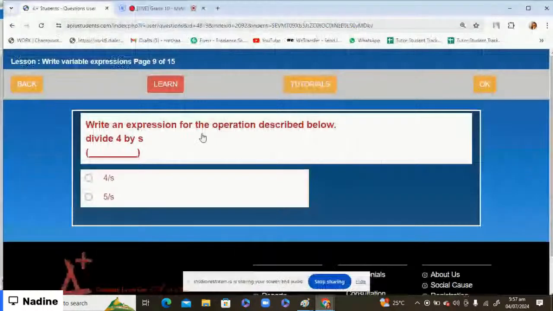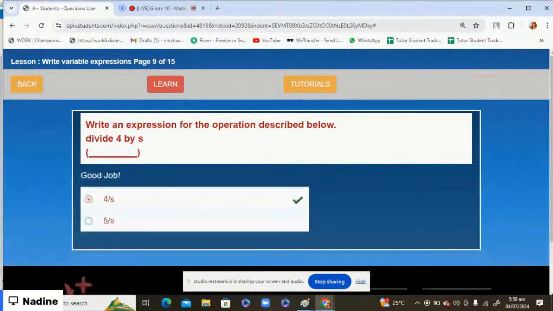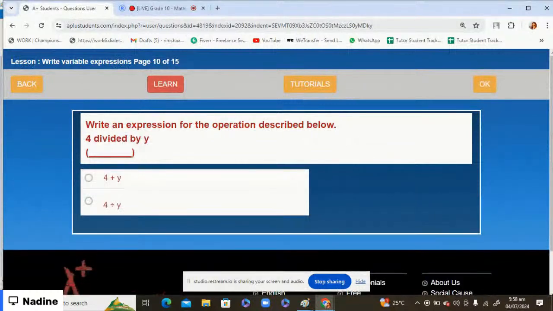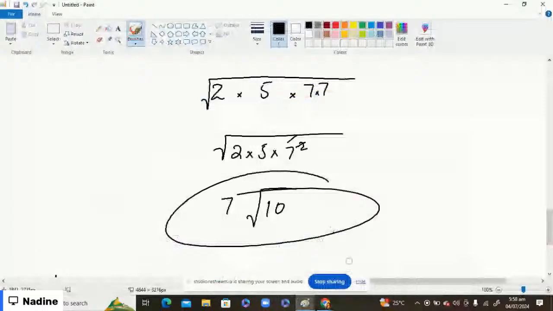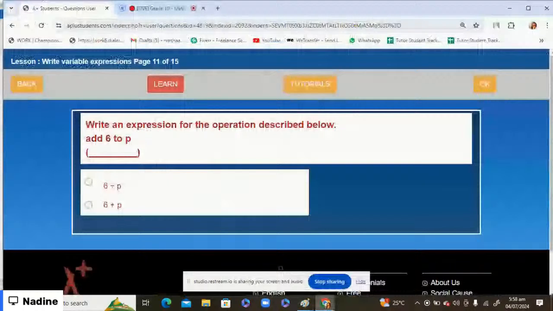So divide 4 by s, it's 4 by s, here is divide 5 by s. So 4 by s is this, so we can solve it that way. 4 divided by y, it's again the same. It's 4 plus y, and here is 4 divided by y. Addition and division should not be mixed up because both are written in a similar way. So it's a bit the same. Add 6 to p. Again, division and addition look similar together. 6 and p add up.